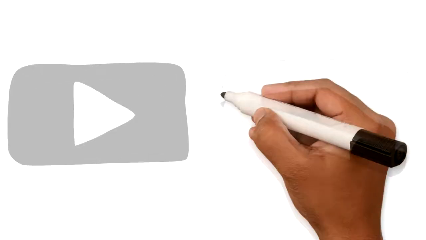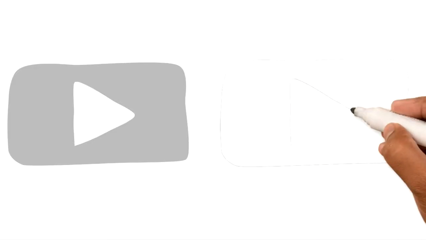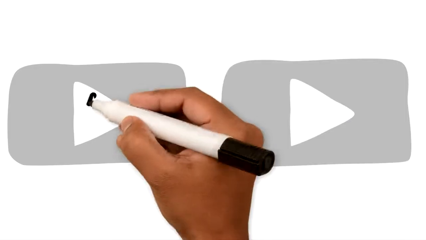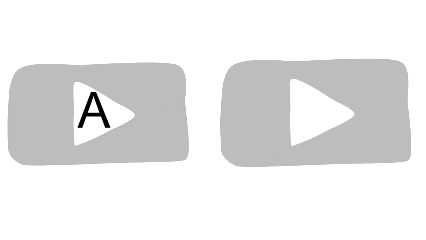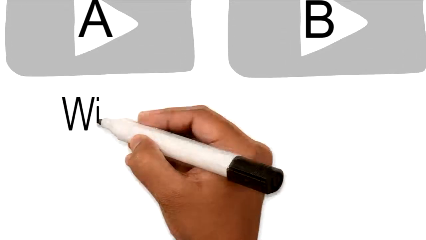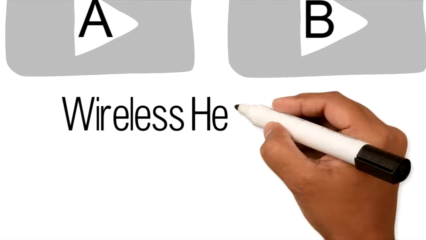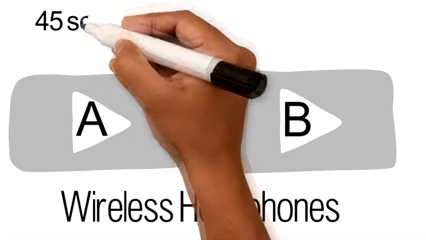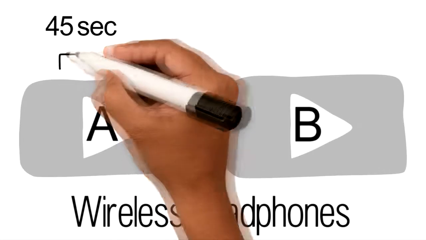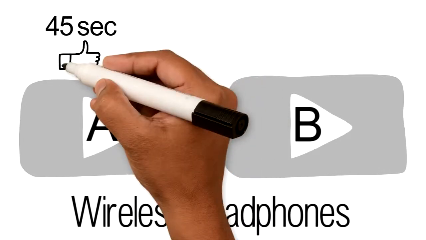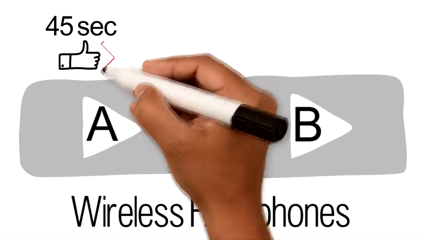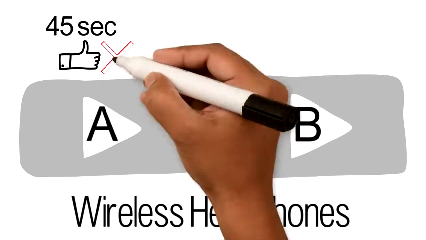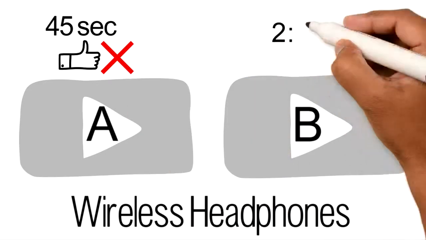Let's just say, for example, YouTube has measured from the first few views of two videos. Let's call them video A and video B. Let's also assume that both videos are targeting the same keyword phrase, wireless headphones. But for some reason, the first few views to video A was watched only for about 45 seconds with less likes and less comments, and the first few views for video B was watched for about 2 minutes 45 seconds with more comments and more likes.